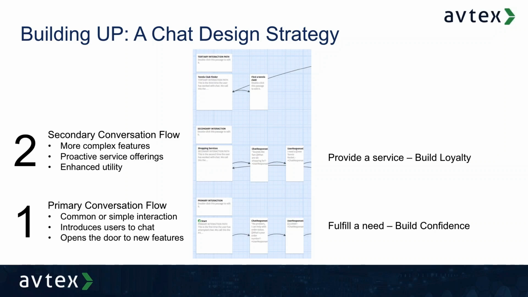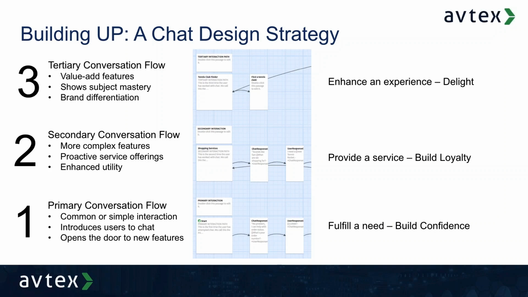This is our secondary interaction. It has more complex features, but it's a proactive service offering where now we've gone from building confidence to building loyalty. It's an enhanced utility. And in the example I'm going to show you, this is where we're talking about, say, personal shopping services. So the primary interaction is about building confidence. The secondary interaction is about building customer loyalty. And the third interaction, or the tertiary conversation flow, is to add value and enhance or delight.